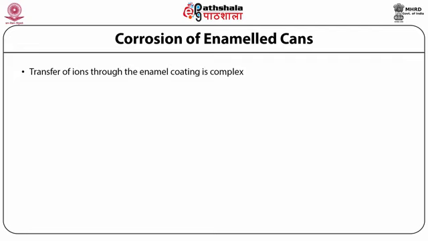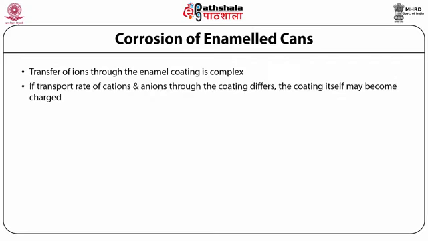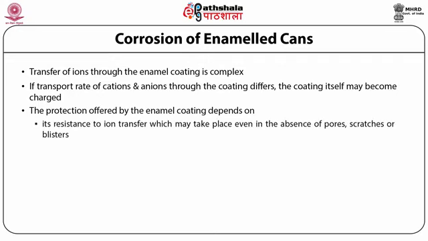Ions are electrically charged. Their transfer through the enamel coating is complex and depends not only on their electric charge but also on the concentration of the electrolyte. If the transport rate of cations and anions through the coating differs, the coating itself may become charged. Thus, the protection offered by the enamel coating depends on its resistance to ion transfer, which may take place even in the absence of pores, scratches, or blisters.